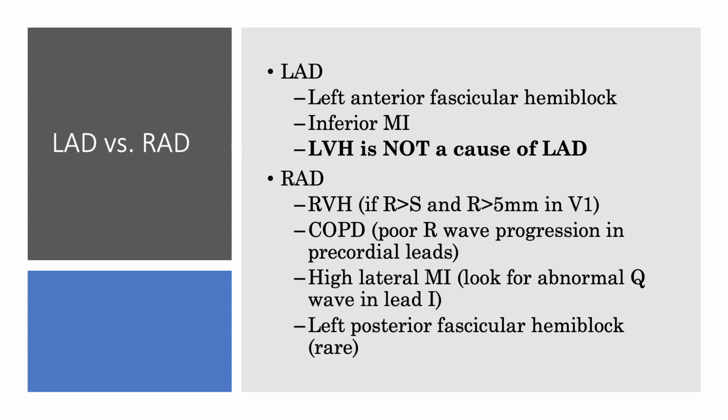COPD is also a cause of right axis deviation. High lateral MIs, especially if you see an abnormal Q wave in lead 1, could potentially be a cause of right axis deviation. And rarely left posterior fascicular hemiblock. We also know that right axis deviation can be seen with a right bundle branch block.